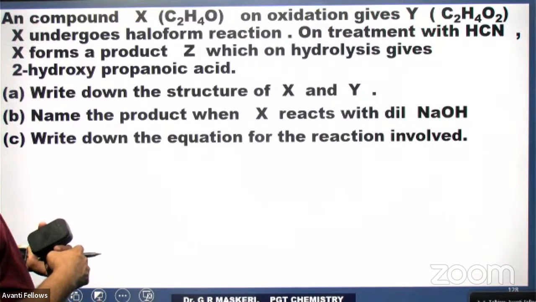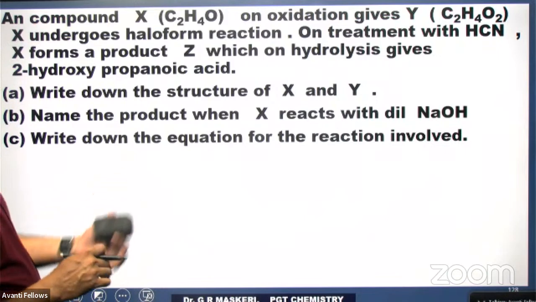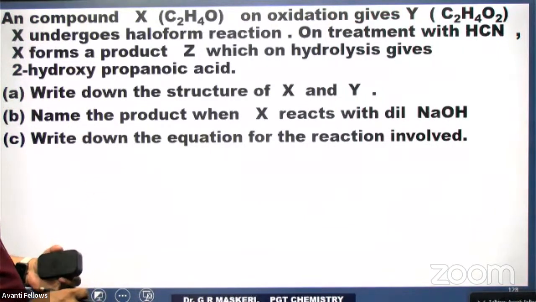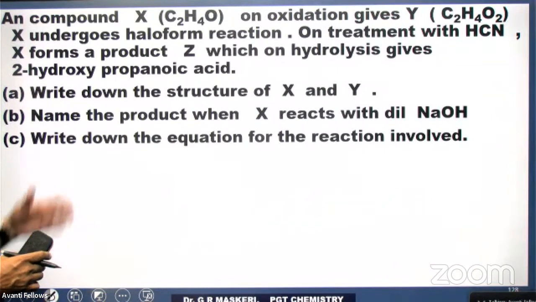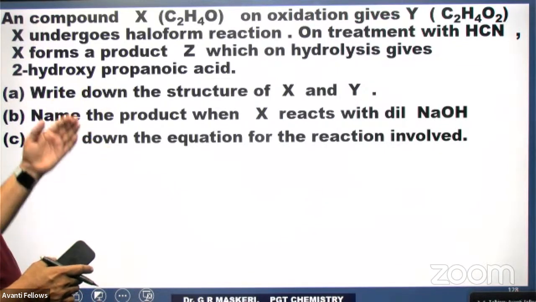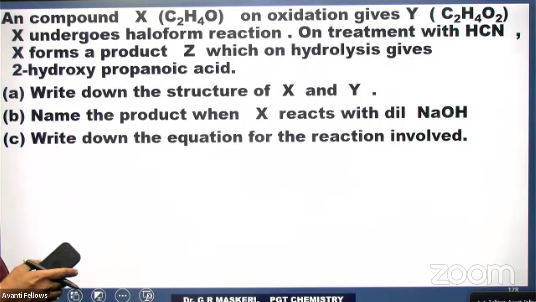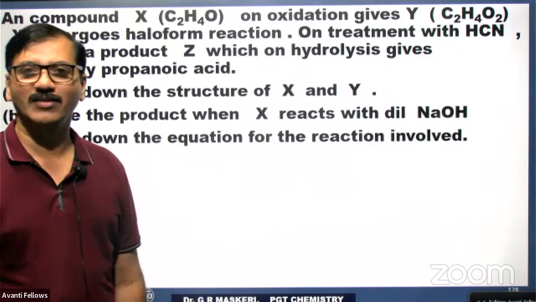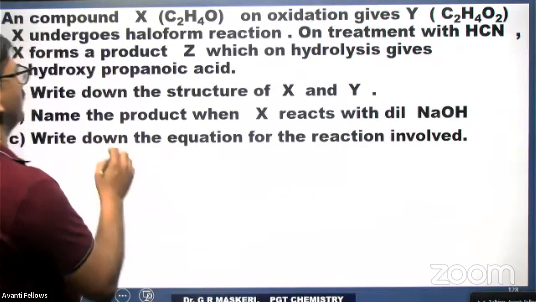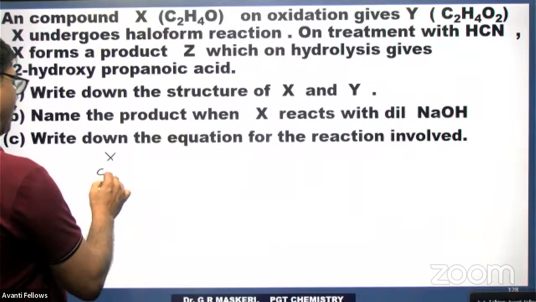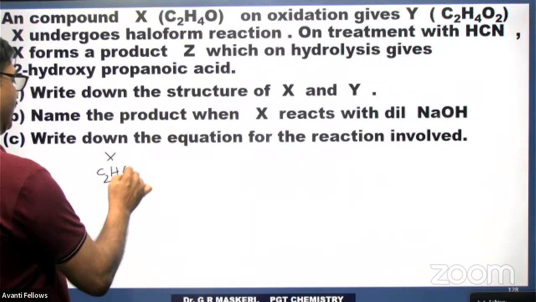Now, a compound X, C2H4O, on oxidation gives Y, and X undergoes haloform reaction, and on treatment with HCN, X forms the product Z, which on hydrolysis gives 2-hydroxypropanoic acid. Write down the structure of X and Y. Name the product when X reacts with dilute NaOH. Write down the equation of the reaction involved. Such kinds of questions are much more likely in the examination. I think you can do it more easily now.